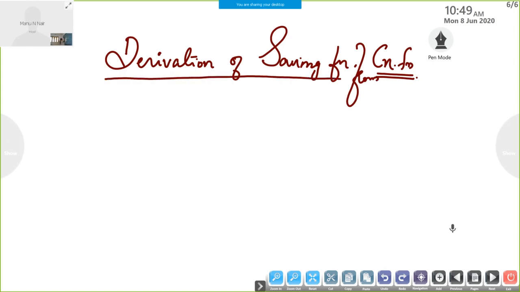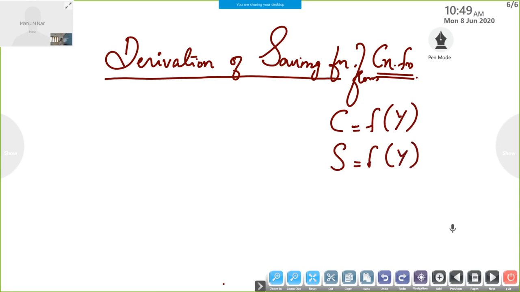Listen carefully. We are going to derive saving function or saving equation from consumption function. For this we need consumption function. We studied what is consumption function? Functional relationship between income and consumption. Like that, what is saving function? Functional relationship between income and saving.